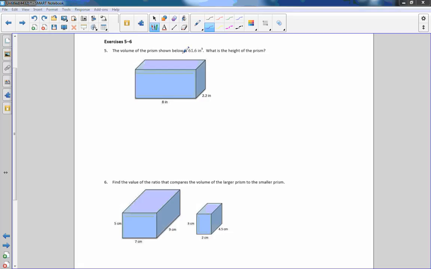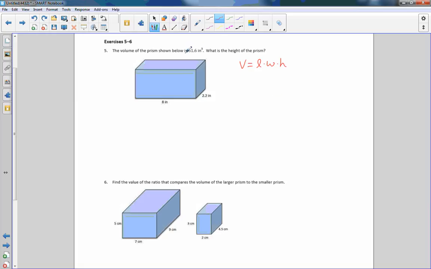Exercise 5 and 6. Okay, try these on your own. Pause the video, come back, and we'll check. So here we go. The volume of the prism shown below is 61.6 cubic inches. What is the height of the prism? So I highly recommend, and I highly stress this every time. Step 1, write the formula. Volume equals length times width times height.